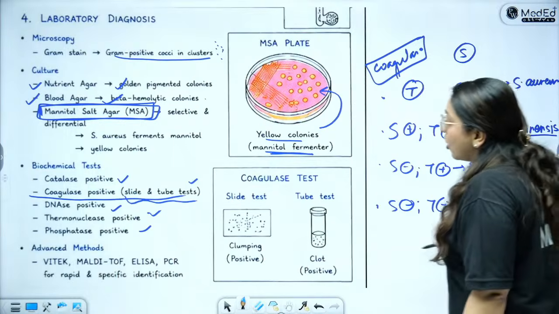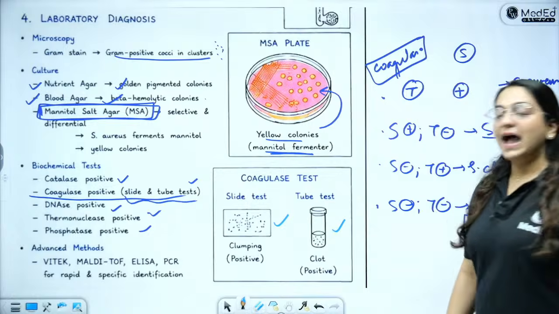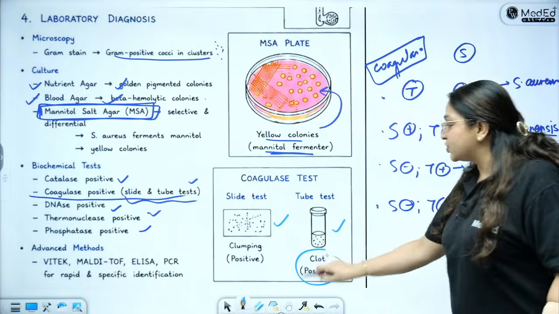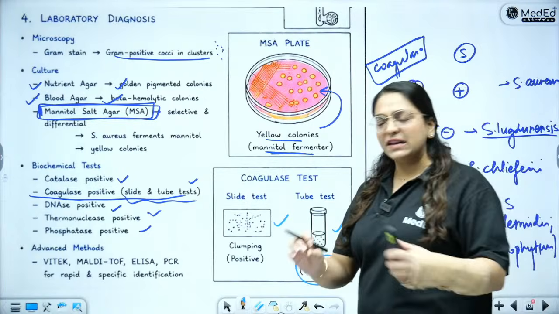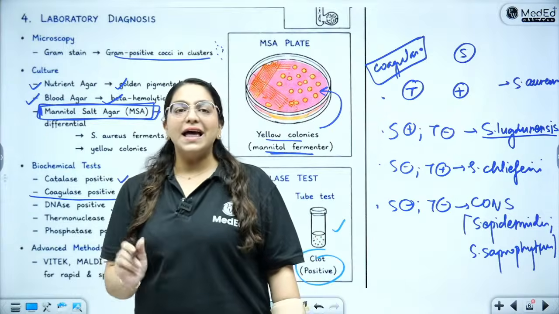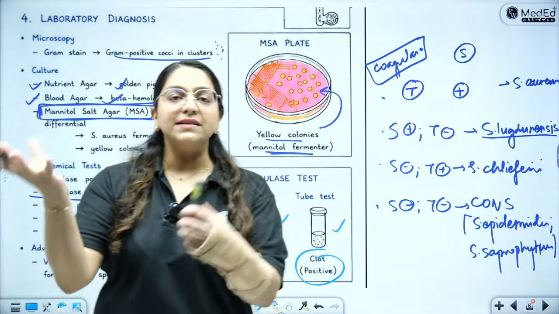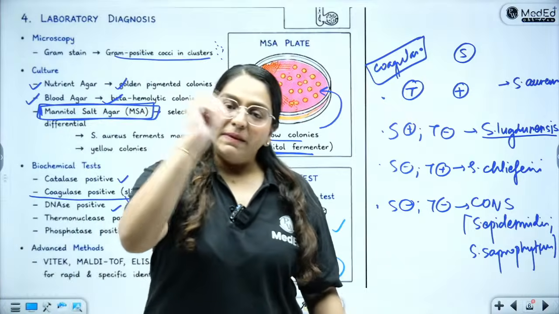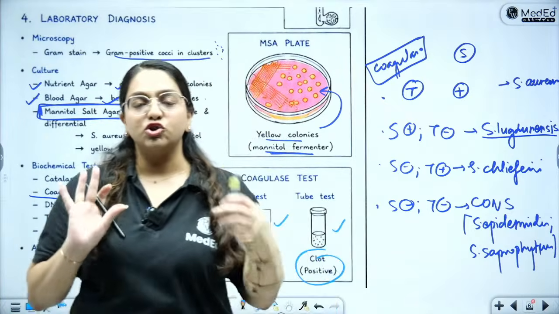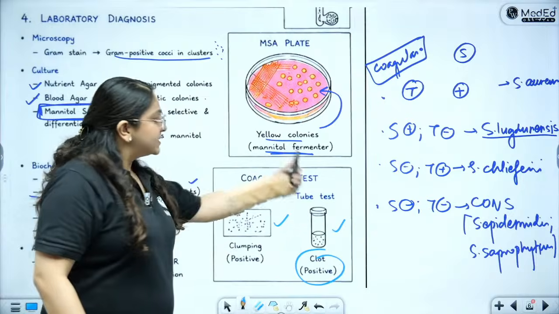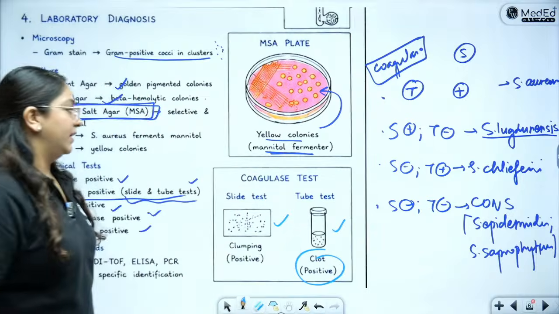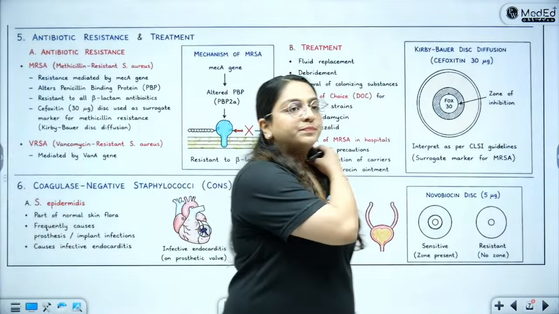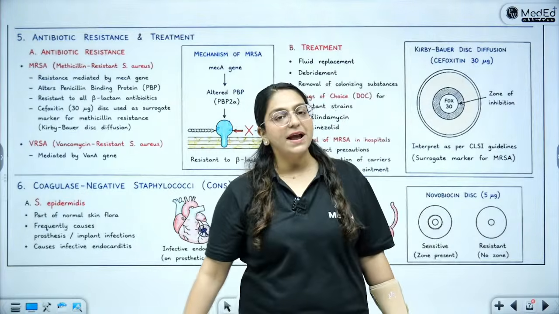Right. So coagulase test, clumping positive, and tube means that there is clot formation in the tube. So you can make these simple line diagrams, simply draw a slide, make some clumps and say that this is slide positive. Make a tube, make a solid clot in it and say that this is tube positive, right? These simple diagrams can definitely be made, all right? Then you talk about the treatment, okay? You end lab diagnosis with treatment.